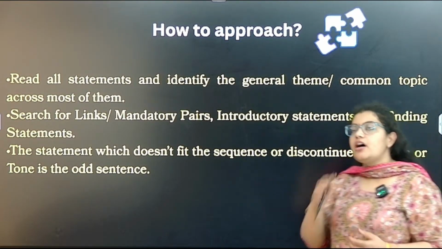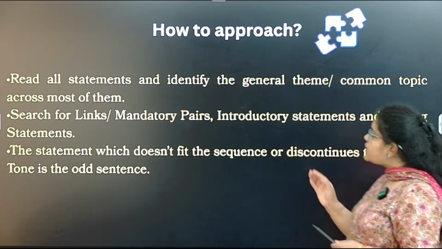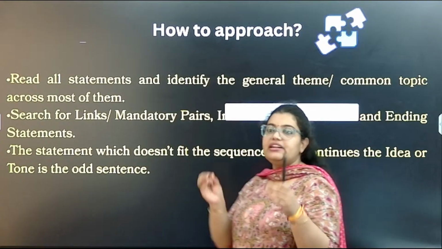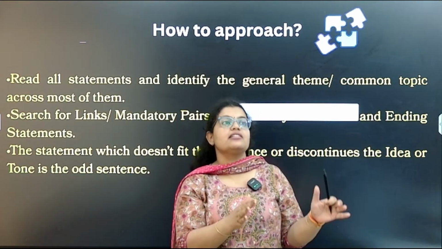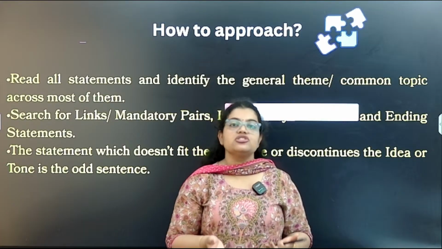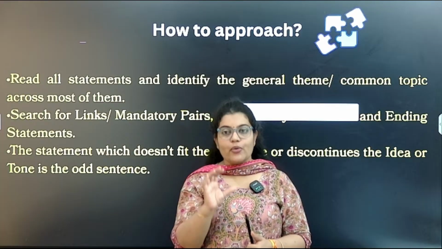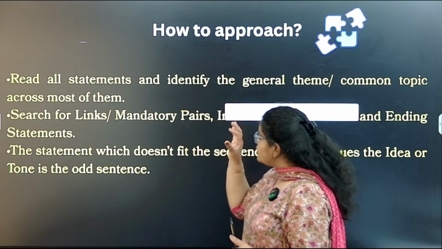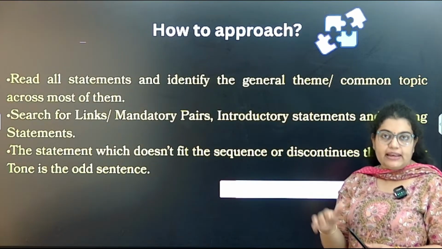So the approach when you solve odd one out questions is that you should read all the statements first, okay? It is not that once you have read the first statement only, you will get an idea that this one is the odd one out, okay? So this is not the case. The first strategy whenever you get odd one out questions is to go through and read all the sentences, okay? Read all the statements and identify what is the general theme that is binding them, okay?